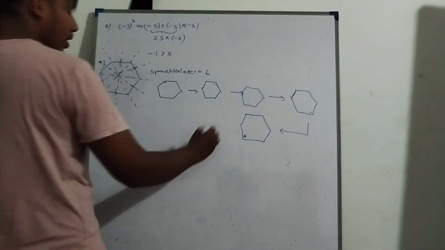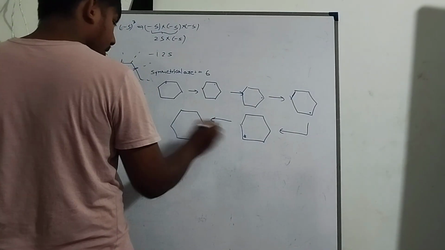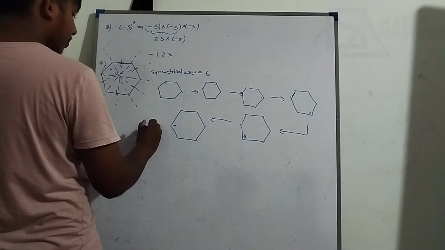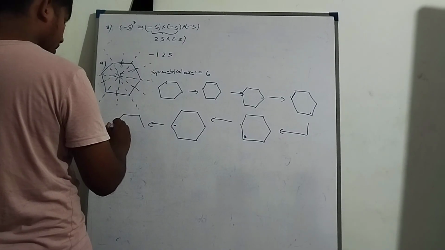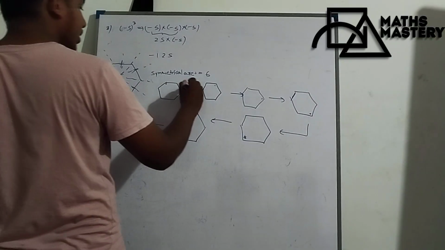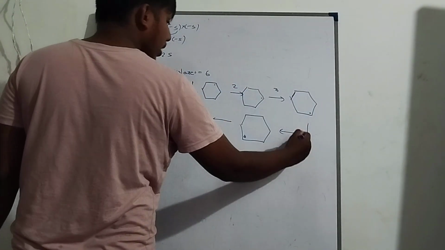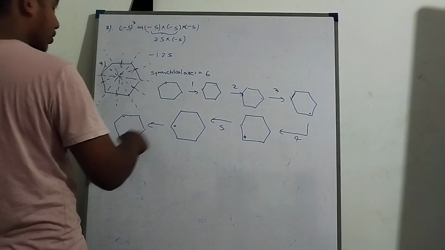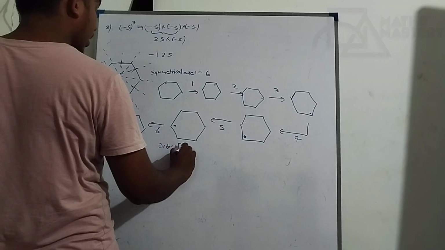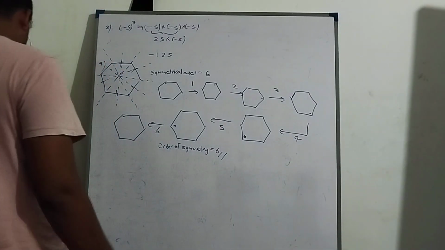And again when you are rotating, this comes to here. And again you rotate it, this comes to the same position. Now see, let's count the orders. This is 1, this is 2. From here to here 1, here to here 2, here to here 3, here to here 4, here to here 5, here to here 6. So the order of symmetry is 6. Order of symmetry is equal to 6. Let's go to the next question.